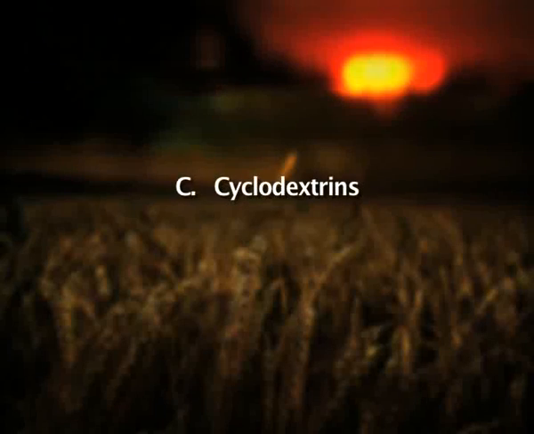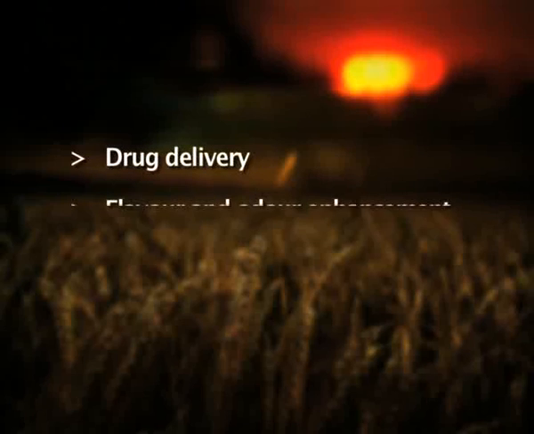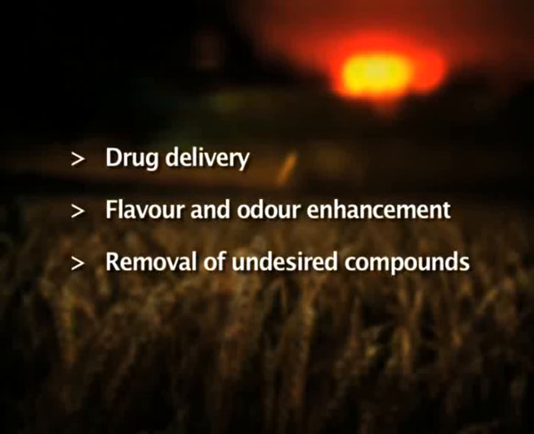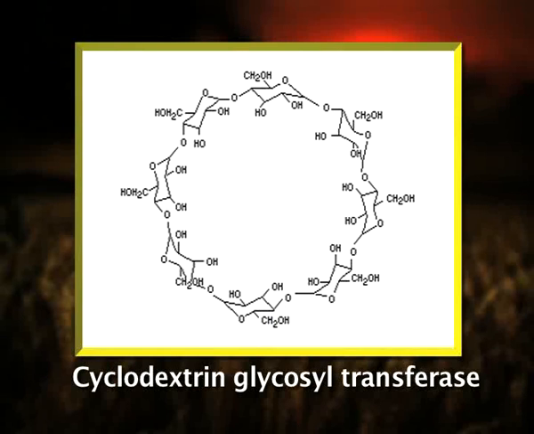Another example is cyclodextrins. Cyclodextrins are oligosaccharides which form inclusion complexes with a wide variety of organic molecules and have application in drug delivery, flavor and odor enhancement, and removal of undesired compounds. These compounds are normally produced by bacterial fermentation of maize starch. A bacterial gene, cyclodextrin glycosyl transferase from Klebsiella pneumoniae, has been transferred into potato. The transgenic potato expresses the gene in tubers but at low levels. Efforts are being made to produce cyclodextrins in transgenic plants at a large scale.